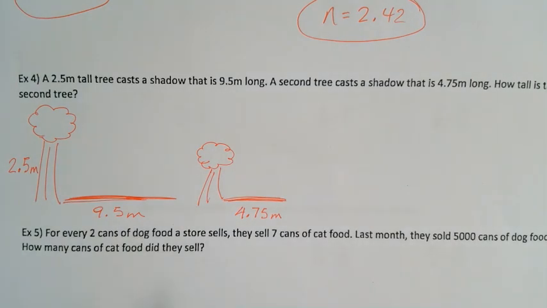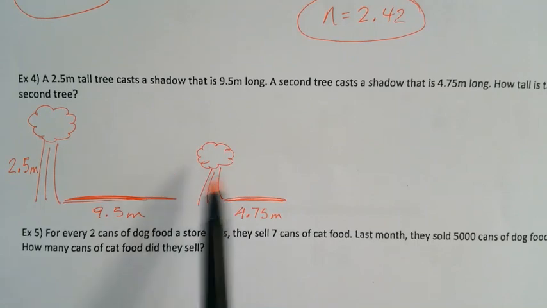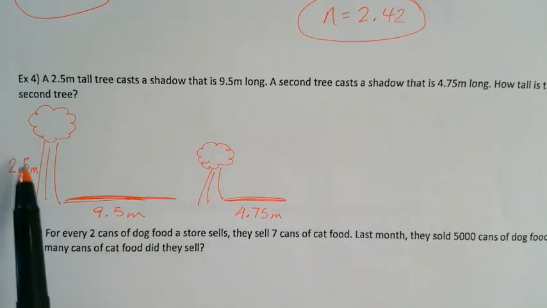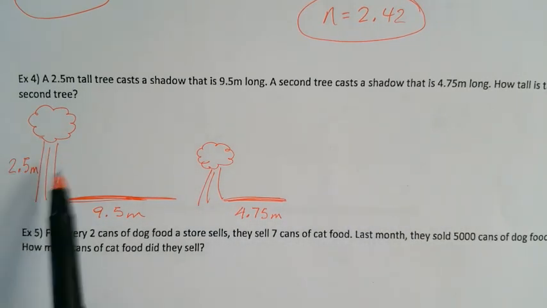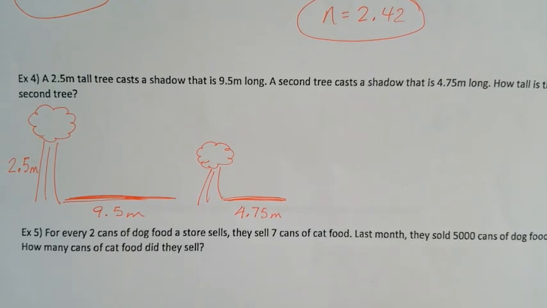Okay, just based on this, how do I know the second tree is shorter? Yeah, because what about the shadow? It's smaller. Exactly. It makes sense. The taller the tree, the longer the shadow; the shorter the tree, the shorter the shadow. So when I find my final answer, I want an answer less than 2.5. That's my hint. That's how I know I'm probably doing it correctly.